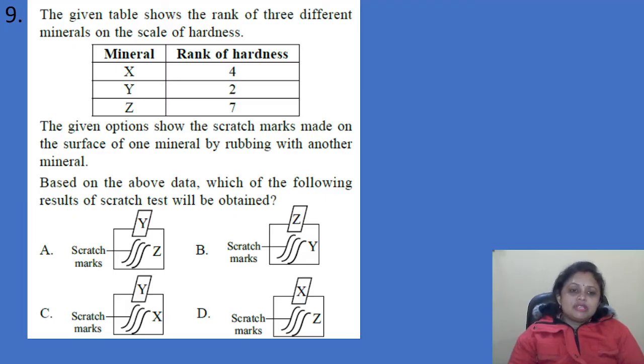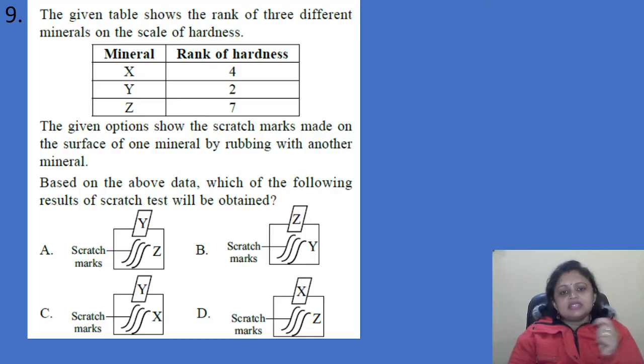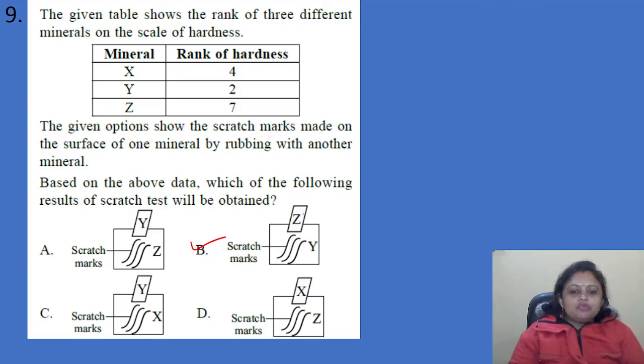Okay, so first thing, how scratch will occur. If we are scratching a comparatively soft substance with a comparatively hard substance, then scratching will occur. As per the given options here, the correct option is option B, because on Y, if we are scratching with Z, scratch is occurring.